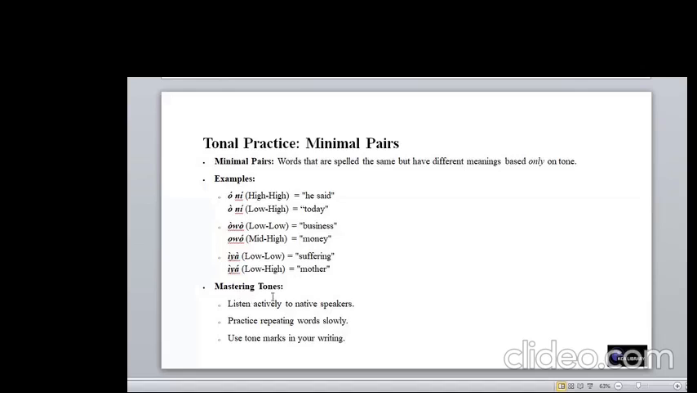So to master tones, you need to listen actively to native speakers. You need to practice repeating words slowly. Then you need to use tone marks in your writing.